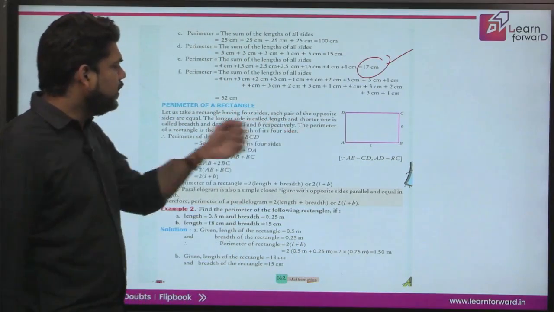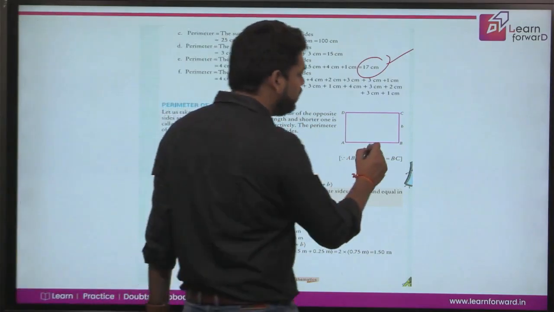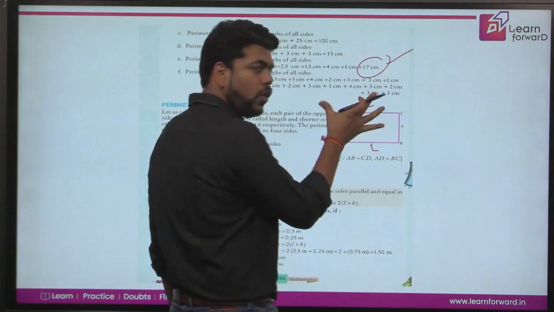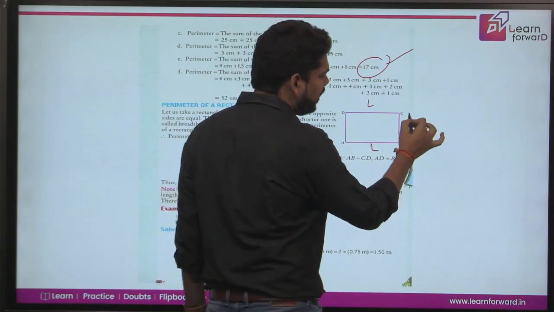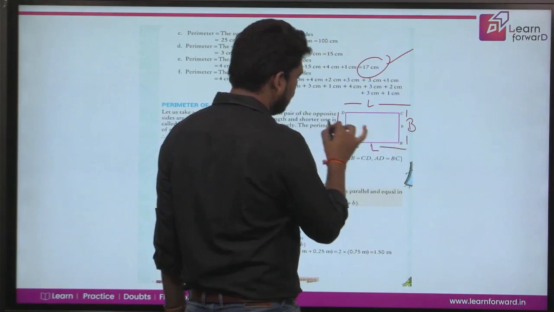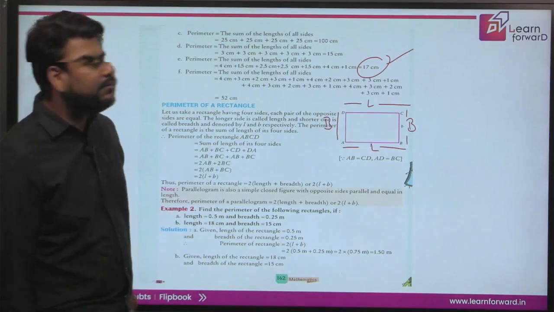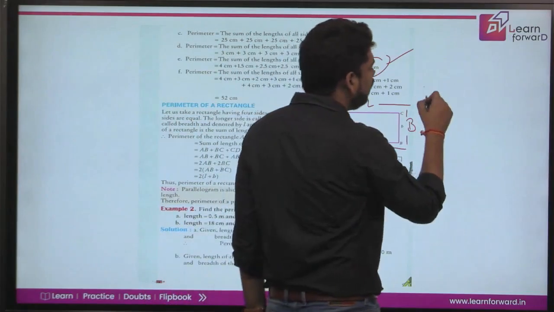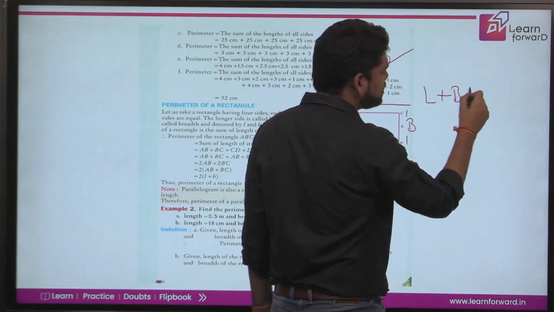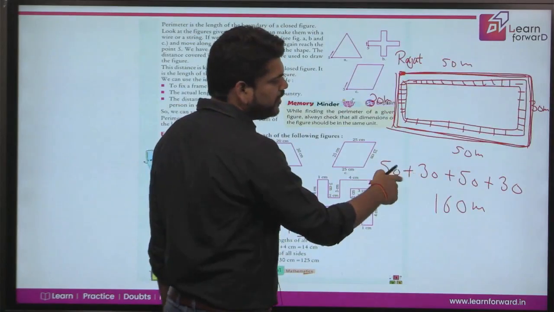A rectangle is a shape which has two lengths. This is the length, the longer side, and this is the breadth. It has two lengths and two breadths. So how is this formula derived? Whenever you want to find out the perimeter, we add length plus breadth, length plus breadth. Like in the previous example also we have done it.